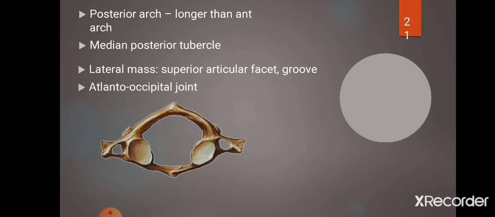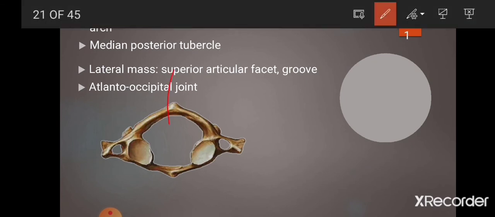Then the posterior arch is longer than the anterior arch, as we can see in the image also. So this is the identifying feature for the anterior and posterior aspects of the bone. There is a median tubercle present on the arches. This is the median tubercle. And on the lateral masses, we have the superior articular facet. This superior articular facet is for articulation with the occipital condyles. The joint formed between them is the atlanto-occipital joint.